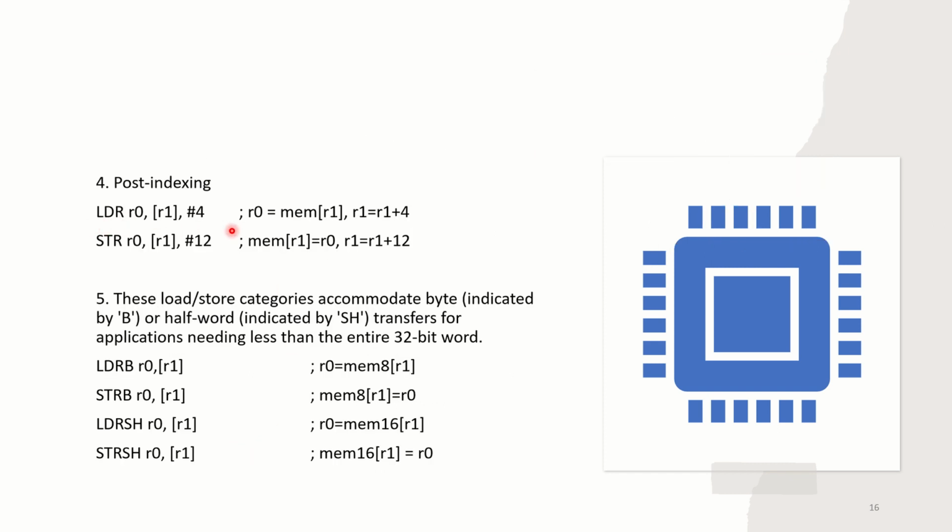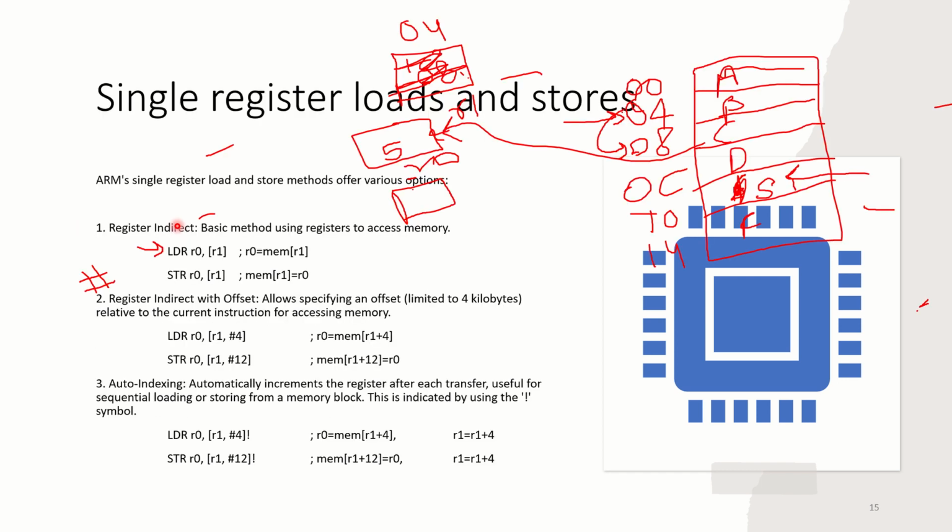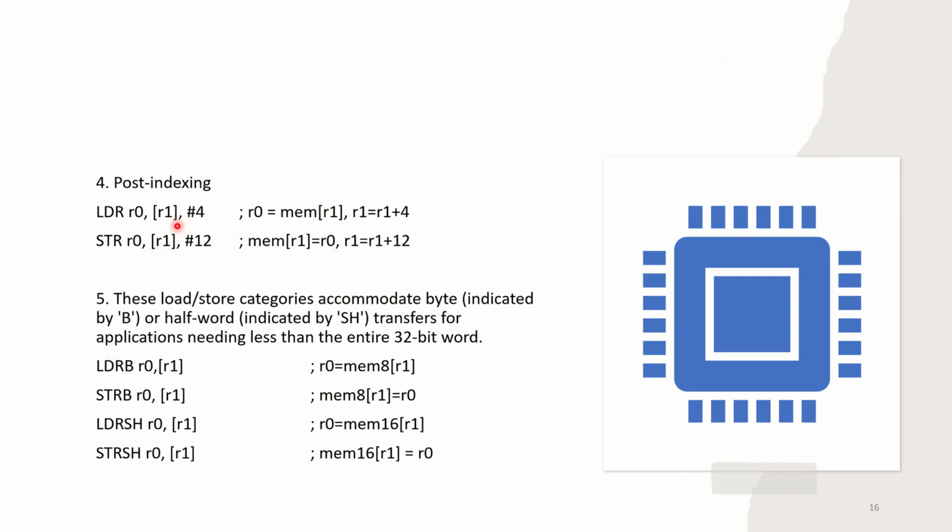You can see here, this is quite simple. If I write ldr r0, comma, in brackets r1, this is the same as the first method. What is register indirect? r0 is loaded from the location r1. When I say at the location r1, you understand that inside the memory, at a particular address, and that particular address is stored inside r1.